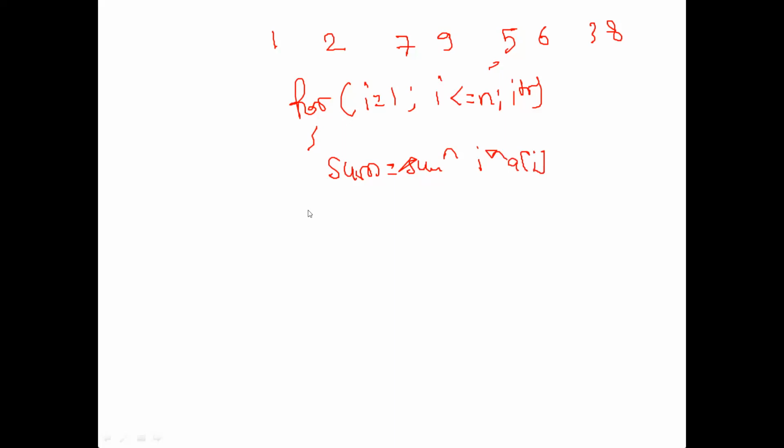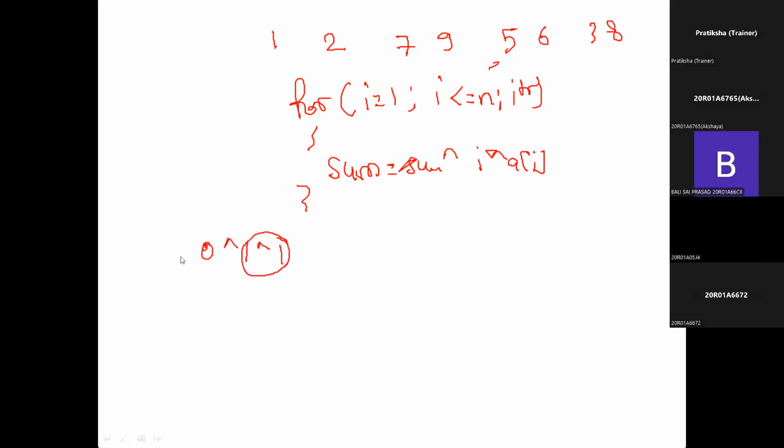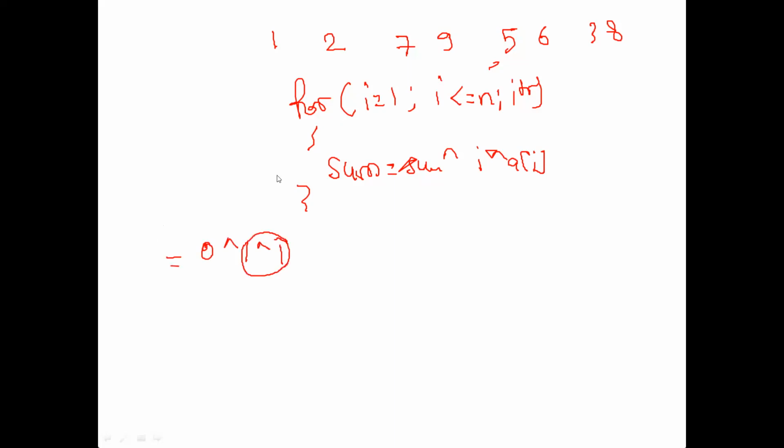If these are the values given, with indexing itself I'm starting from 1. So the first value will come over here. Whenever the first value comes, initially make sum as 0. So 0 XOR i value is 1, and A of i also you will take as 1. So 1 XOR 1 will become 0. And your answer for the first iteration is 0.